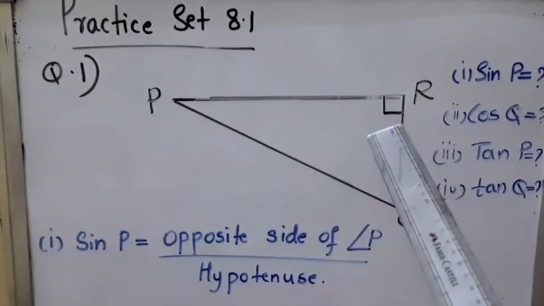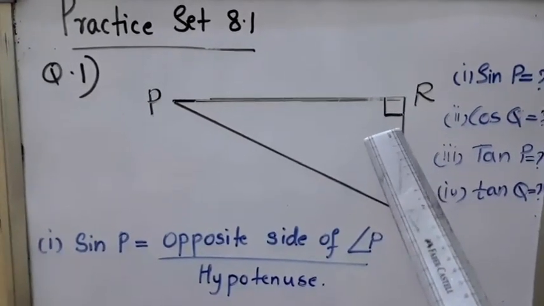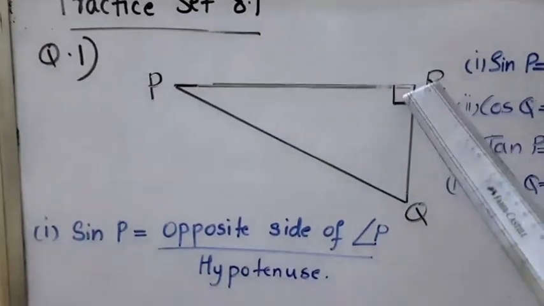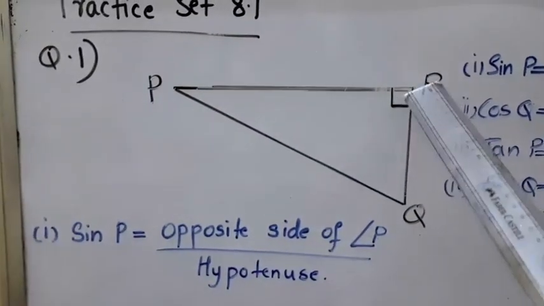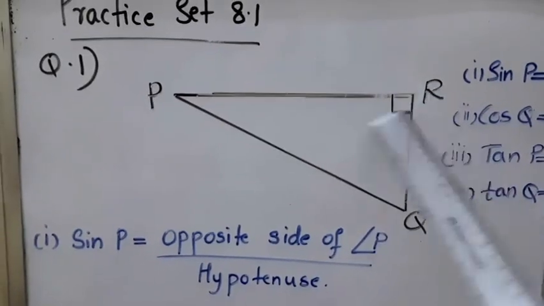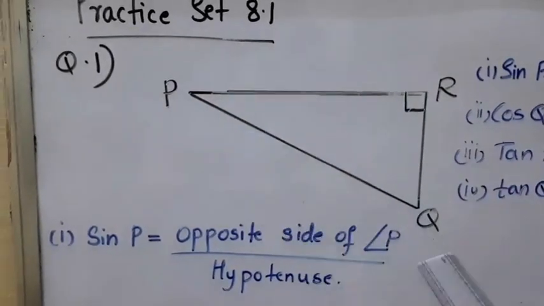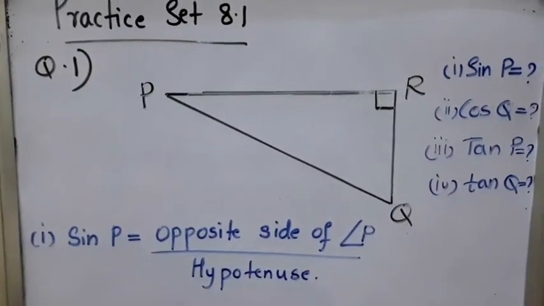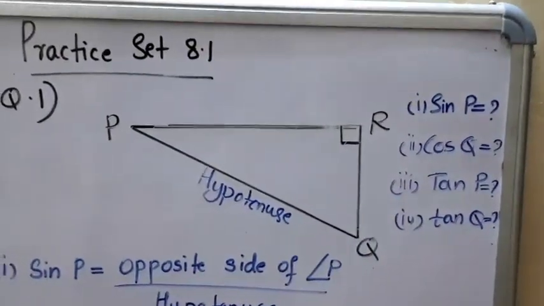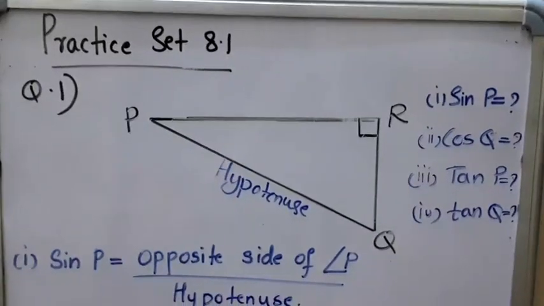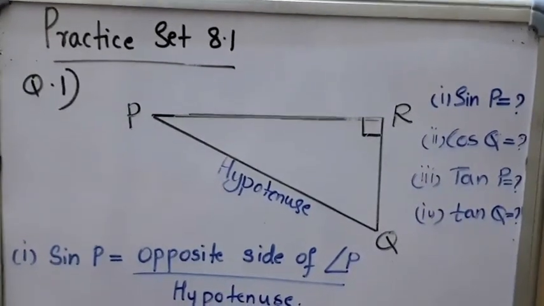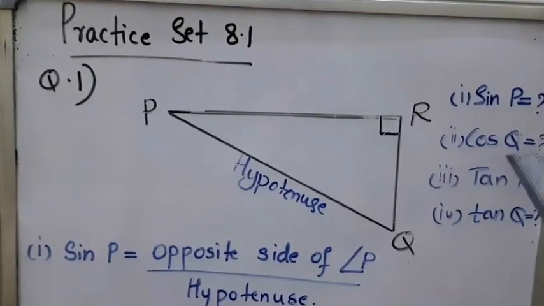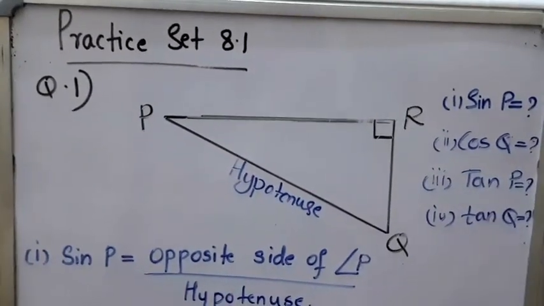Therefore, first thing we have to do is mark the hypotenuse. We know the side opposite to 90 degrees is always the hypotenuse. So if this is your 90 degrees, then opposite to this is PQ. Therefore, PQ is your hypotenuse. So let's mark PQ as hypotenuse. Now the question is, we have to find 4 ratios: sin P, cos Q, tan P and tan Q.